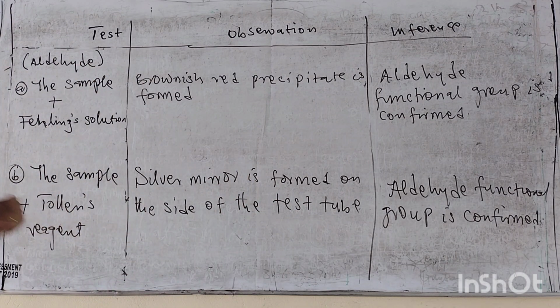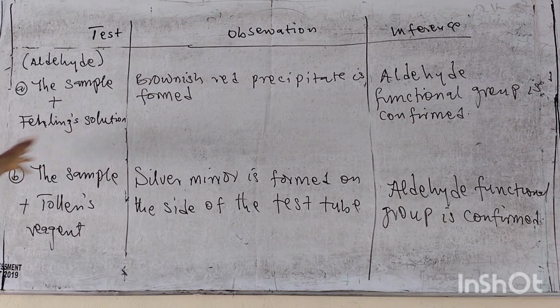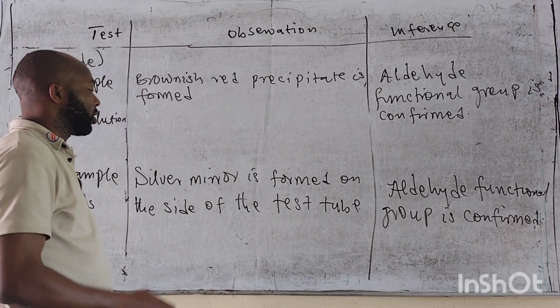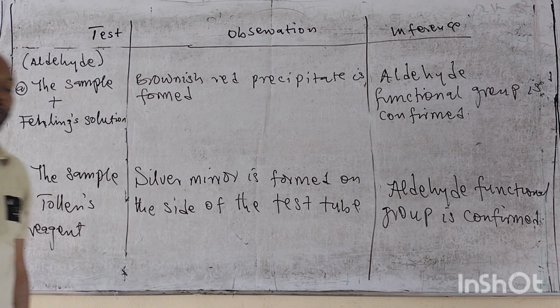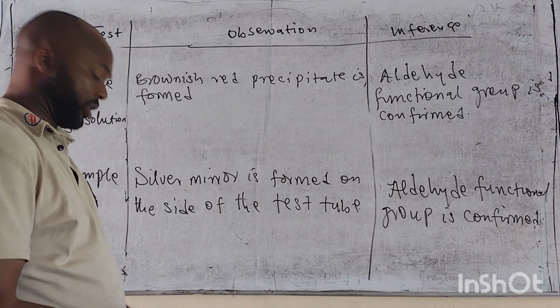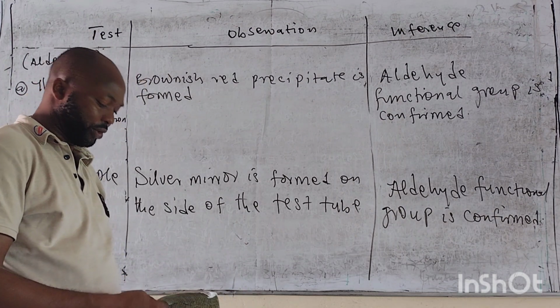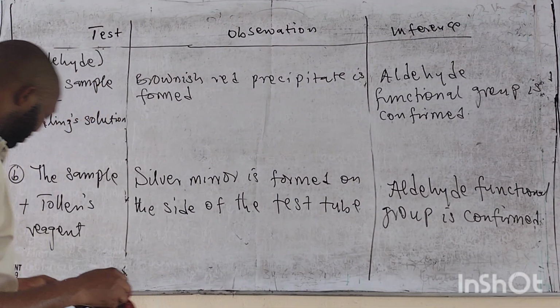So the two tests we carry out for aldehyde: we run it with Fehling's solution, a brownish red precipitate is formed. We run it with Tollens reagent, a silver mirror is formed on the wall of the test tube. So in both cases, the aldehyde functional group was confirmed. So if we're done with the aldehyde, let's look at the alkanones.